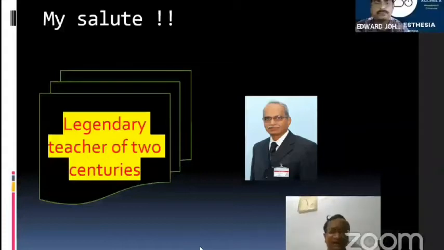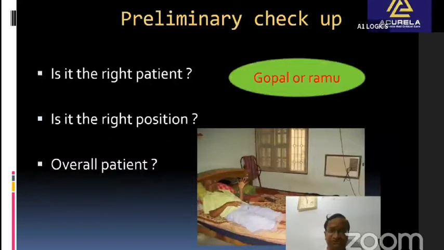Whenever I talk anything on academics, I put a big salute to the legendary teacher of two centuries, Professor Ravi Shankar, who is currently the director of e-learning in Mahatma Gandhi College.